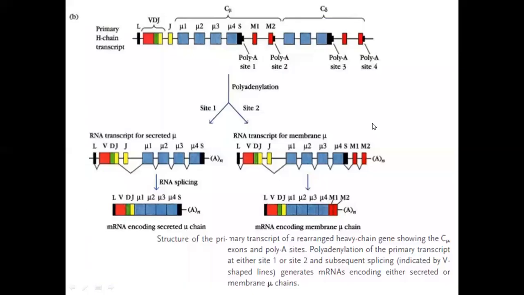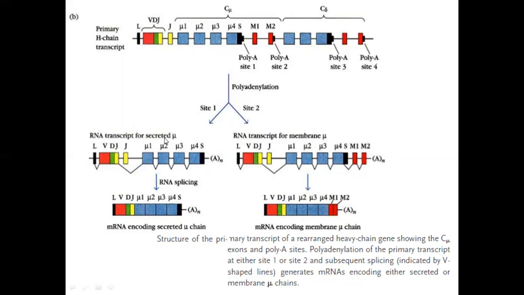We'll see here. This is the primary heavy chain transcript. Polyadenylation at site 1, this is at site 2, and this is site 3 and site 4. Now this is the C mu region, expression of IgM and IgD till here, and from here to here the constant region of D. So if polyadenylation takes place at site 1, okay.